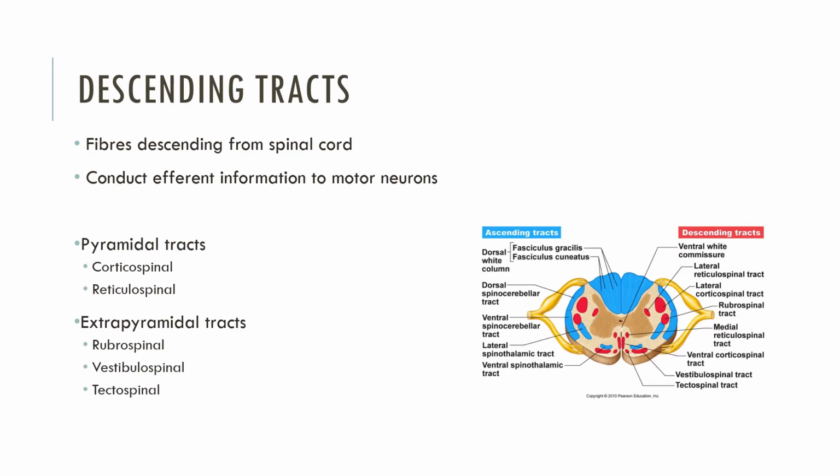And onto the descending tracts. These are the fibres that are descending from the spinal cord, and they conduct the efferent information to the motor neurons. There are 2 types, pyramidal and extrapyramidal. These are the red ones that we're going to be looking at here and here. They are the same on both sides.